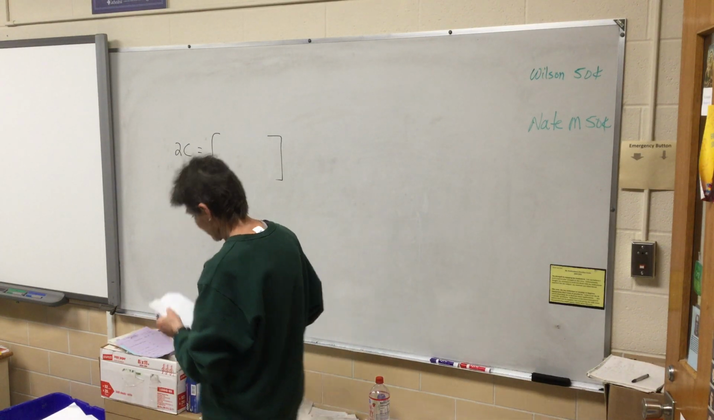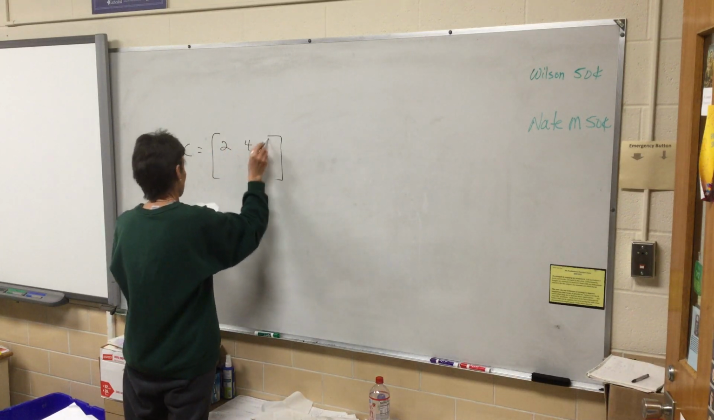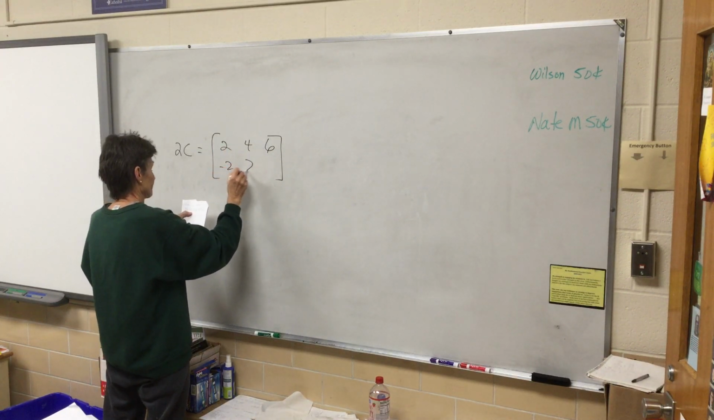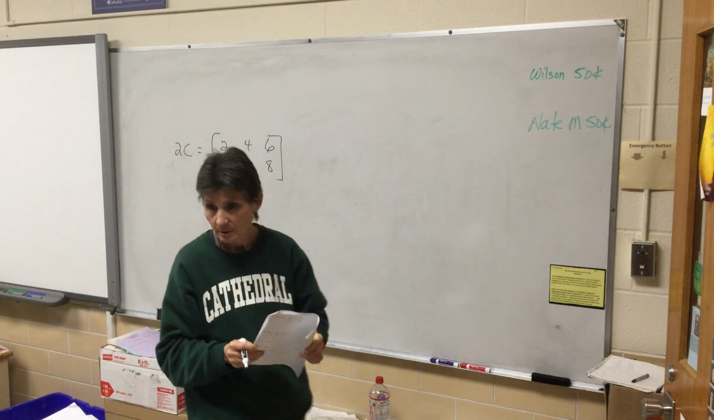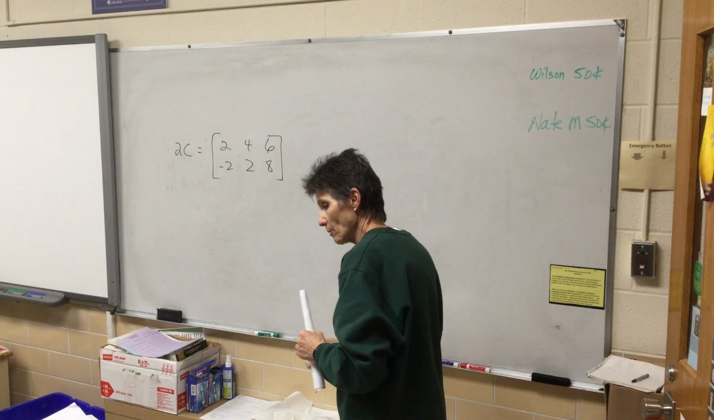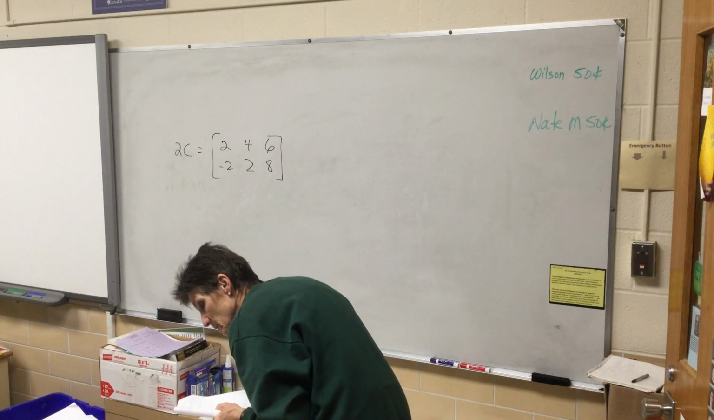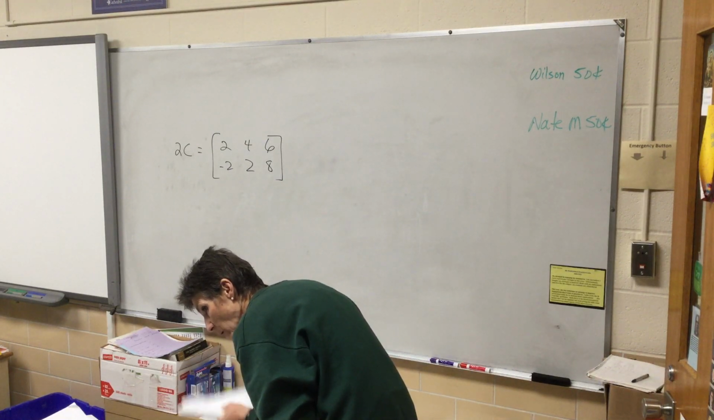2, 4, 6 on the top. Yep. And then -2, 2, and 8. Bingo. That's it. That's what it equals. That's all there is to it. Does anybody have a question about that?